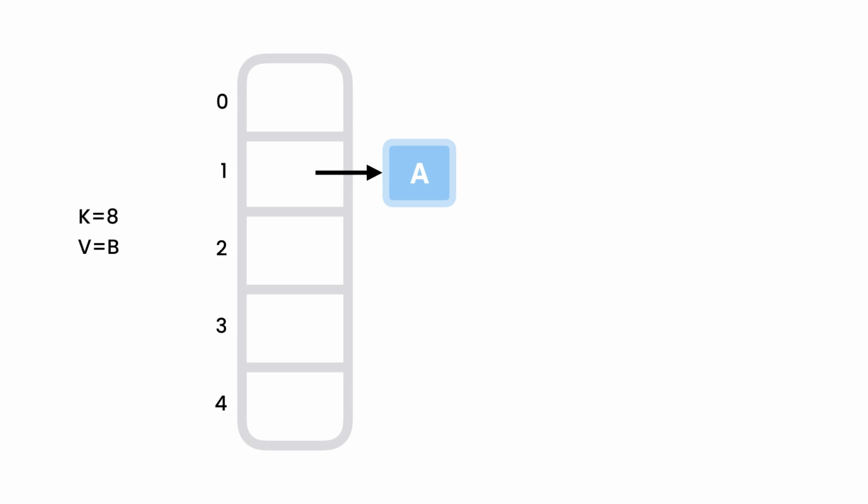Where should we store this pair? Well, if we give A to our hash function, we'll get 3. So we should store the value at index 3. But again, we're not going to store it directly in the cell. Instead, we're going to store it in a linked list.